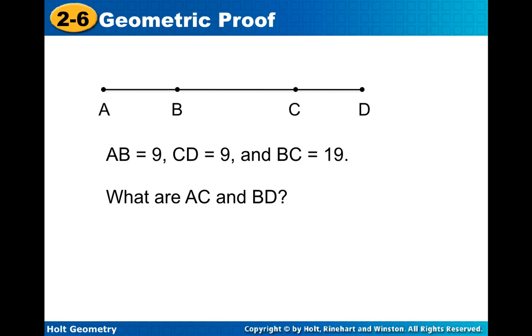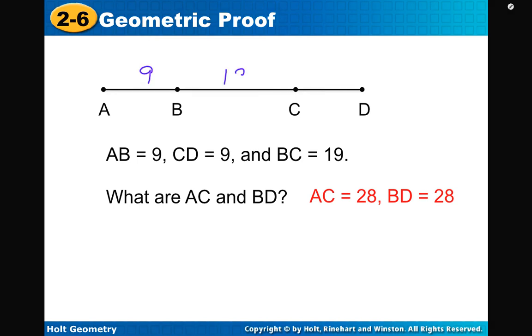Okay, so here's an example that relates to that theorem. Give some thought to what AC and BD are. Not a real difficult example. Each one is 28 because you are simply adding 9 and 19 to get AC. You're adding 19 and 9 to get BD. And they do end up the same length.